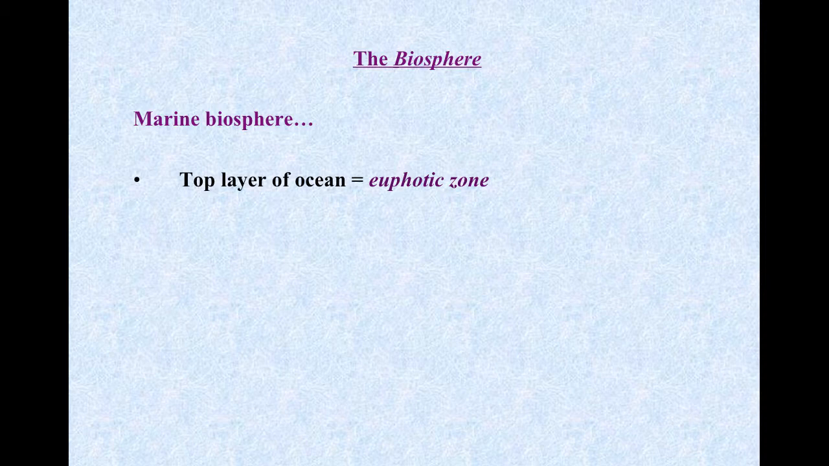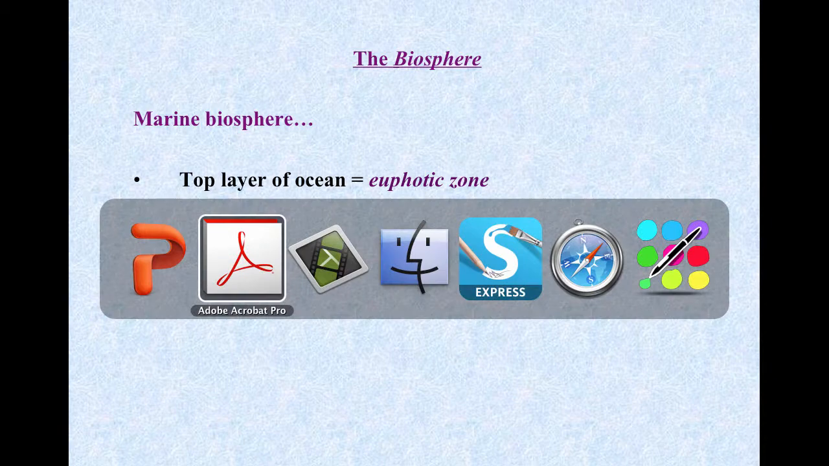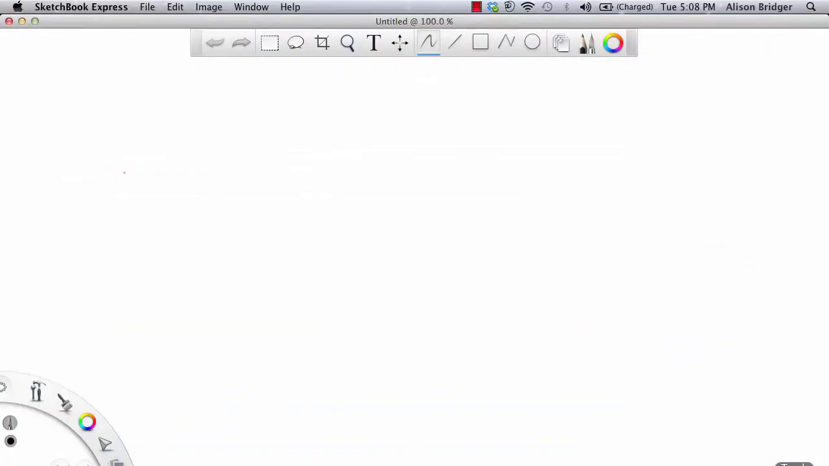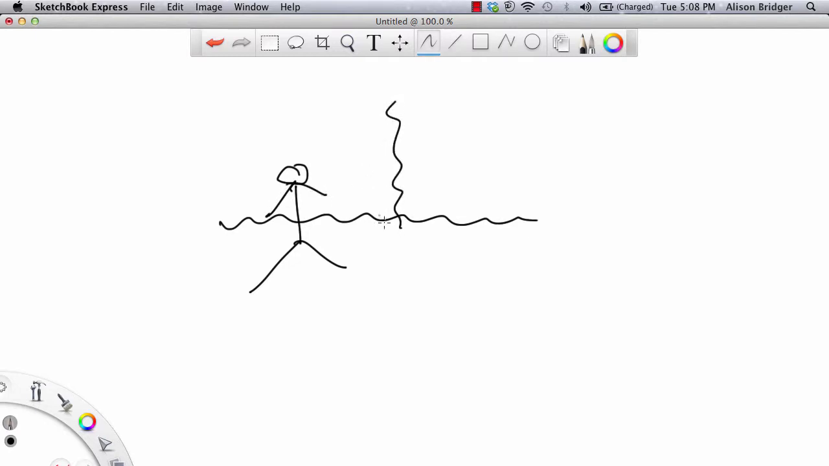Okay? Now, if you think about sunlight coming down to the ocean, it doesn't get very far. All right, it may already be time for yet another diagram. So here is the surface of the ocean. Here you are swimming quite happily, and in comes some sunlight. And as you probably know, it just doesn't get very far down in the ocean. Depends on a lot of factors. But it doesn't get that far down.